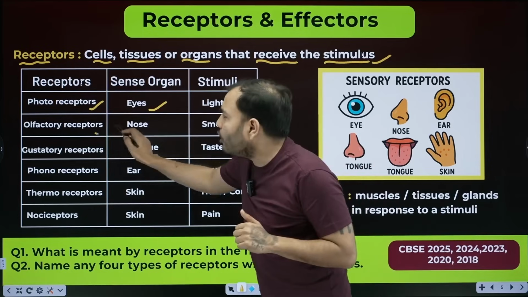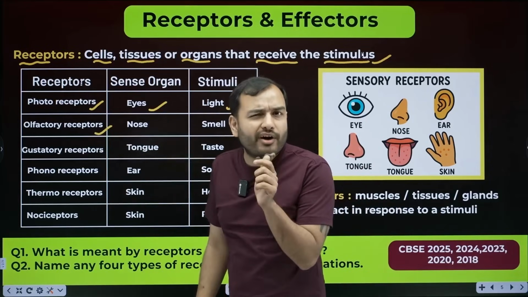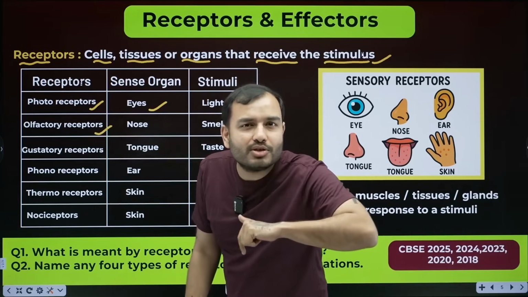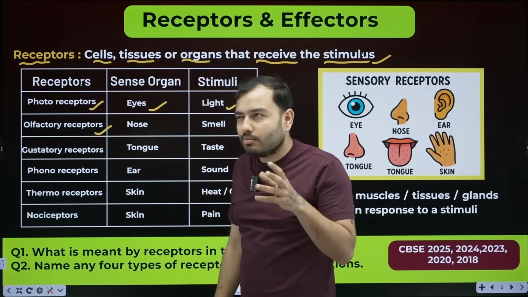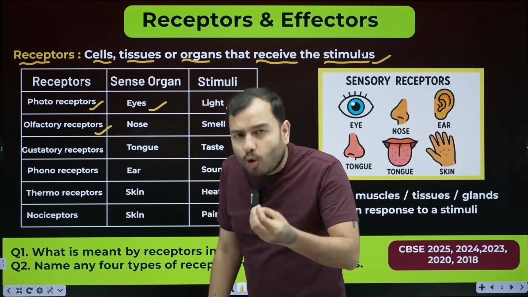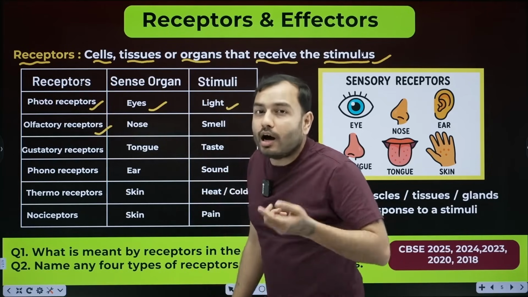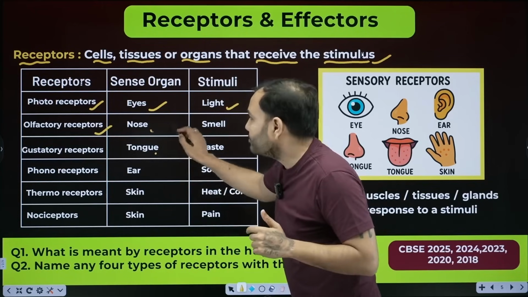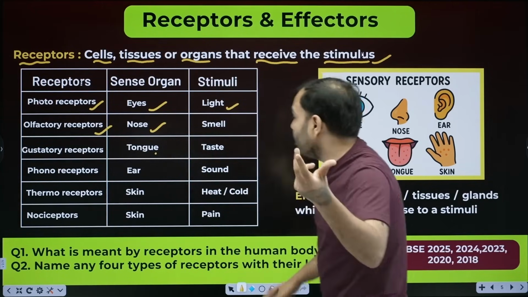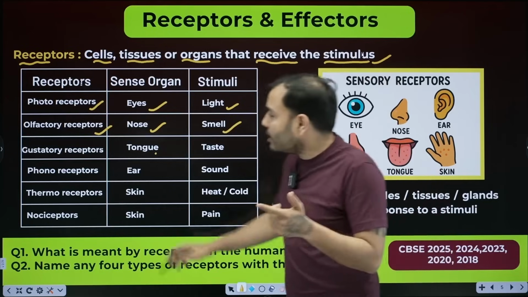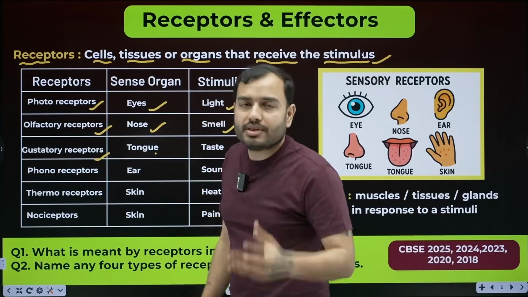Our second is olfactory receptors. Have you heard olfactory somewhere? In chemistry, in acid-base salt, olfactory indicators, meaning something related to smell. So olfactory receptors, where will they be? Inside the nose. What stimuli will they perceive? That of smell.